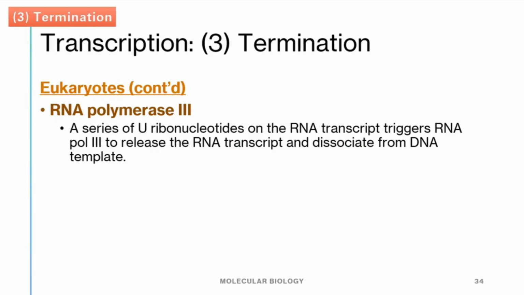For RNA polymerase III, termination takes place with a series of U ribonucleotides on the RNA transcript, and U base pairing with A is actually quite weak, right? So this will cause RNA polymerase III to release the RNA transcript and dissociate from the DNA template.